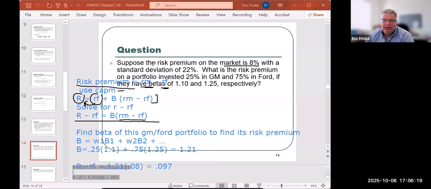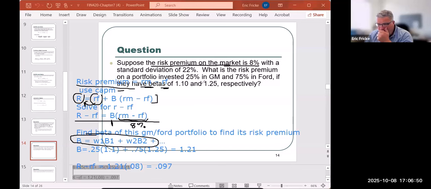Oh no, it's the risk premium on the market is 8%. I almost messed up. So what it's saying is this whole part here, without giving us the risk-free rate, we can plug in 8% for that, because that's RM minus RF. That's what the risk premium for the market is. So all we're left with now is to calculate the beta on the portfolio.